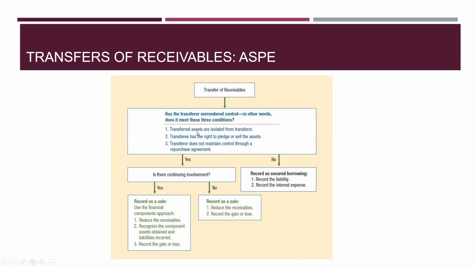If the answer to these conditions is yes, then the next question is: is there continuous involvement? If there is no continuous involvement, then that necessarily constitutes a sale. So we are going to reduce our accounts receivable, take them off our books, and recognize the gain or loss on that disposition. If there is continuous involvement, then we are going to record this as a sale, but we are going to use the financial component approach, which means we will be reducing the receivables. We will recognize the component of asset obtained and the liability incurred, and the difference would be our gain or loss.